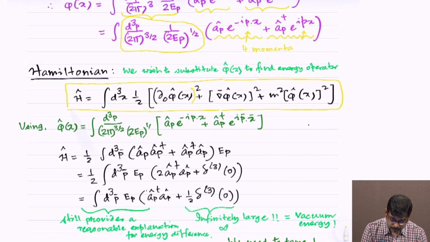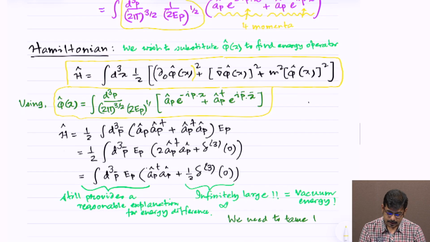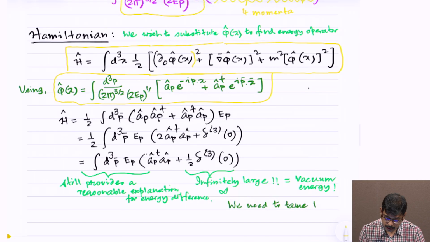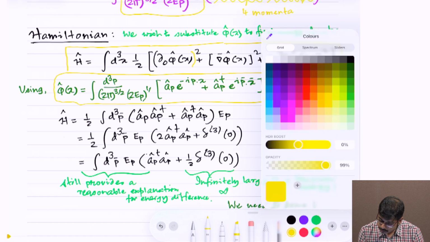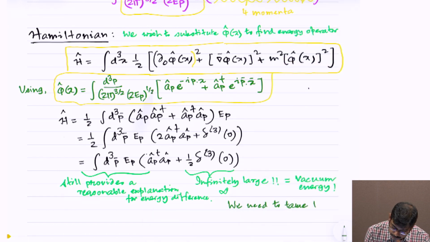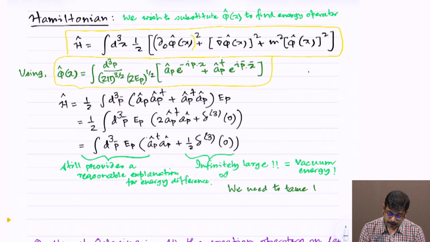And now, if you use the mode expansion as we have done above of φ(x), which is d³p by (2π)^(3/2) into (2E_p)^(1/2) — there is a typo which I must correct — a_p e^(−ipx) plus a_p† e^(ipx), put it back in the Hamiltonian, then you can show that this basically comes in the form of half of d³p (a_p† a_p plus a_p a_p†) into E_p, where E_p is essentially plus square root of p² plus m².